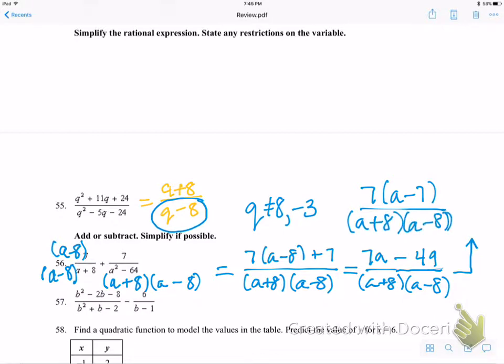Let's check the answer key and see what we get. The answer key leaves the answer like this. So that saves you a step. Remember, your final is going to be multiple choice, so you can look at the answers to see which one is best.